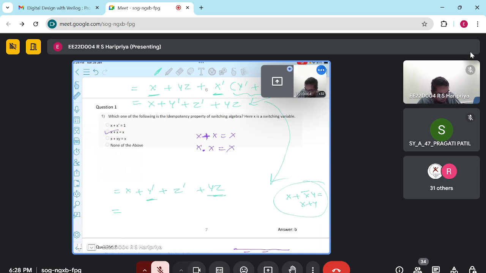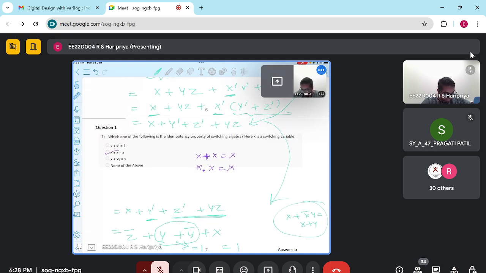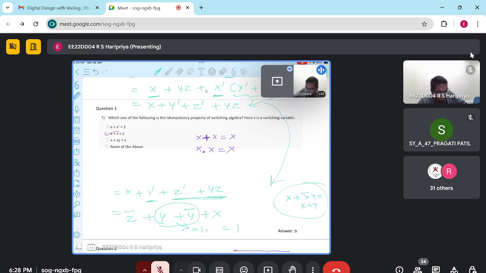Anywhere you can apply this too. Which should give z complement plus y plus this one, y complement plus x. So y plus y complement is equal to 1 and output is 1. I think somewhere I made a mistake in this step.